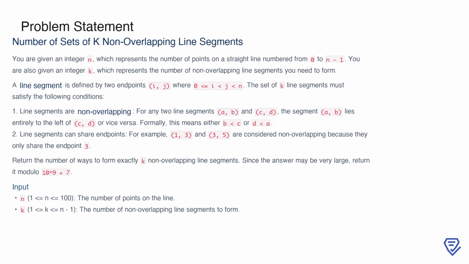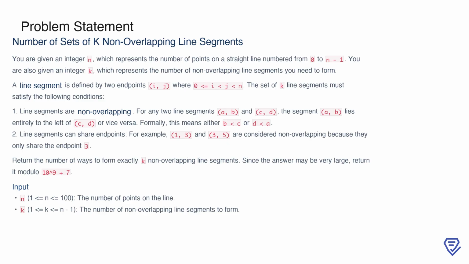In this problem, we are tasked with determining the number of ways to form exactly K non-overlapping line segments on a straight line. The line is represented by endpoints, numbered consecutively from 0 to n-1. A line segment is defined by two endpoints, i and j, where i is less than j. The key condition is that the K line segments must be non-overlapping. This means that for any two segments, they must not overlap in their ranges. However, they are allowed to share endpoints.